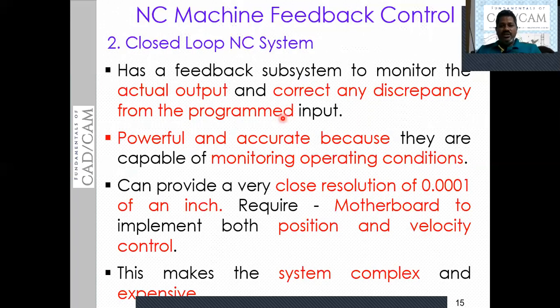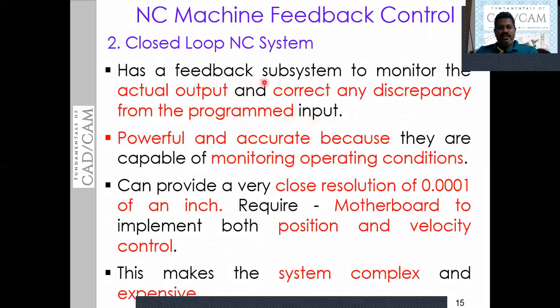Then let us come to the closed loop NC system. We are calling the NC as a system, and this is a feedback subsystem. This subsystem is going to monitor the actual output, and it is going to correct any error from the programmed input. Here, the programmed input means a signal. Electrical pulses are the signals.